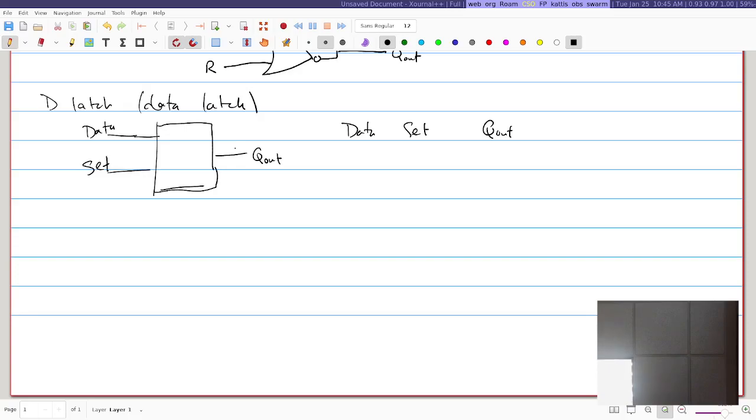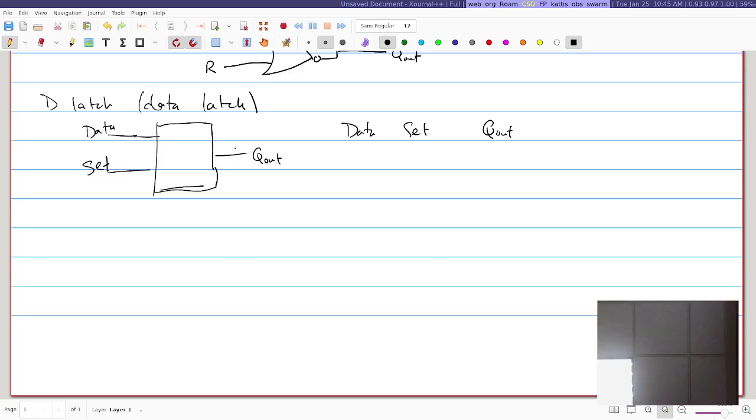When set is 1, okay, but not just when set is 1. And data is 1. If data is 1 also, right? So if set is 0, I just want to ignore it, I don't care. If data is 0, then I don't want to remember a 1, I want to remember 0. So for the set line, I can just use an AND and say, look, if data is 1 and set is 1, then we're going to say set.